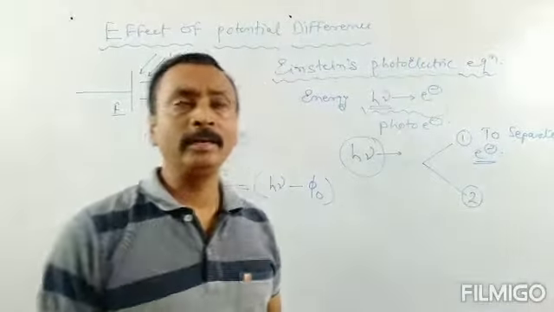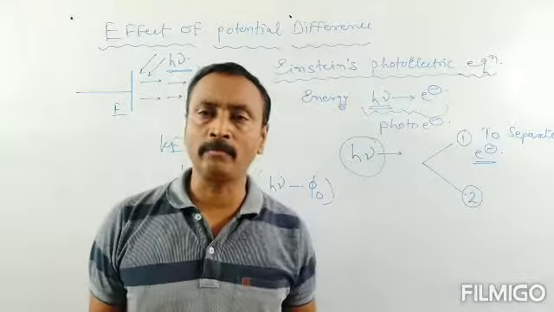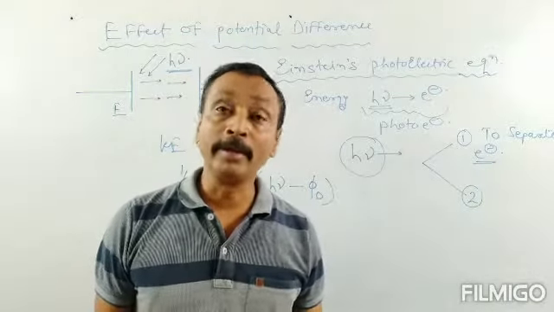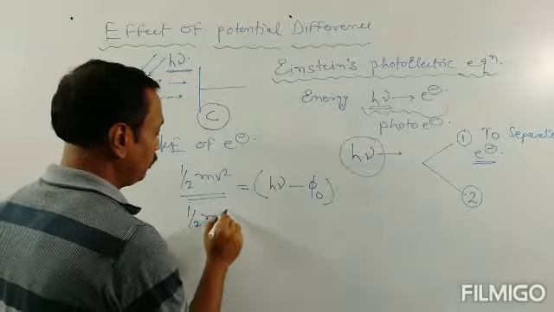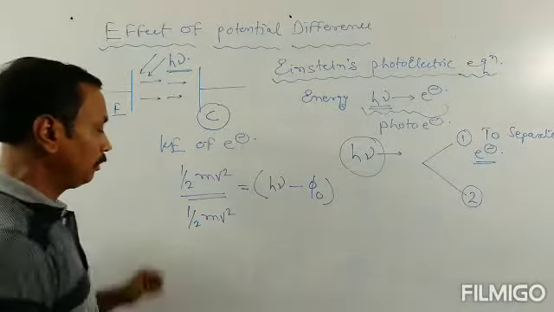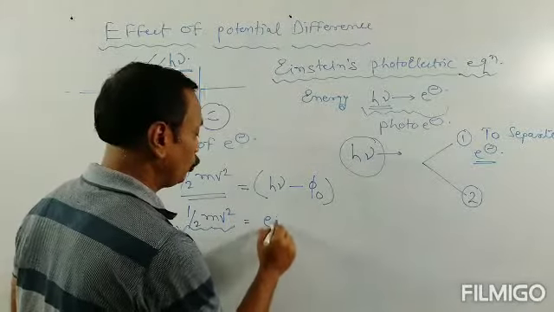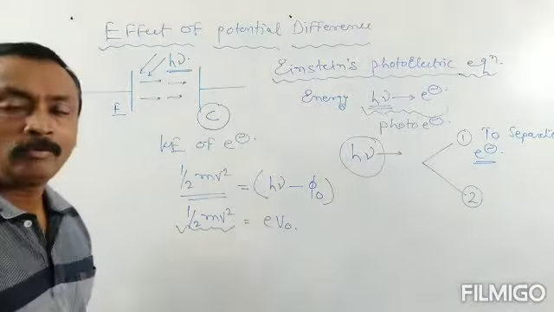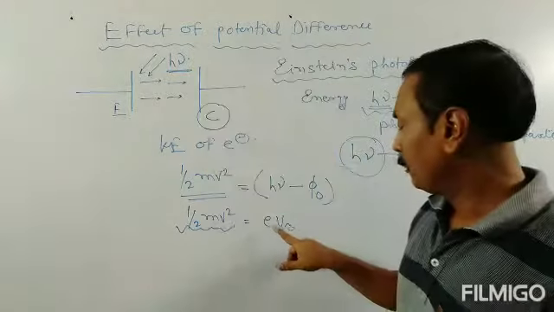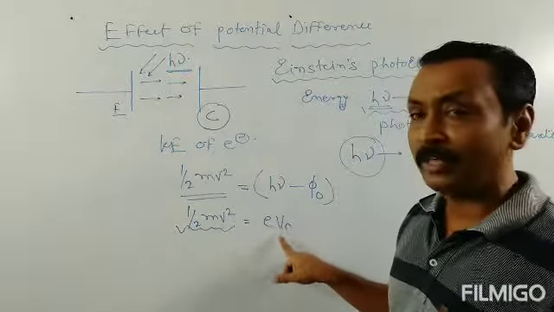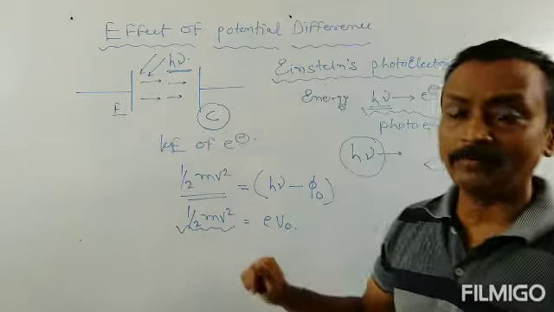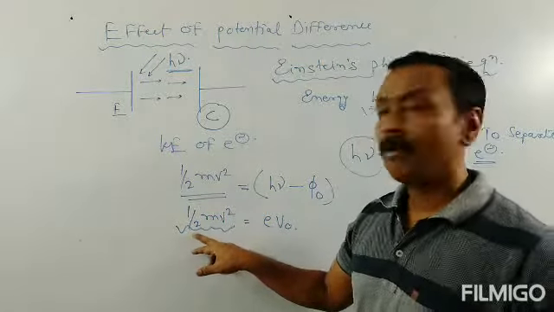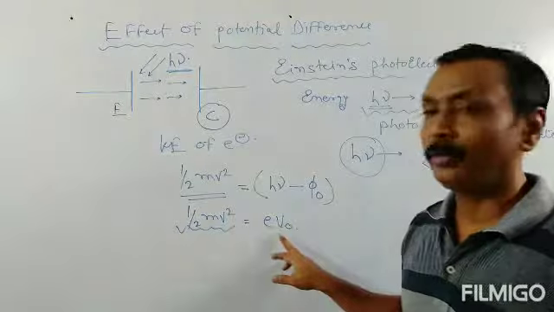But in concerning the potential difference, we apply a negative potential. The kinetic energy equation when we apply the negative potential is 1/2 mv square equal to ev0. Let me explain further. This negative potential has the same energy that repels the most energetic photoelectron over here. That is why we write the formula 1/2 mv square equal to ev0.